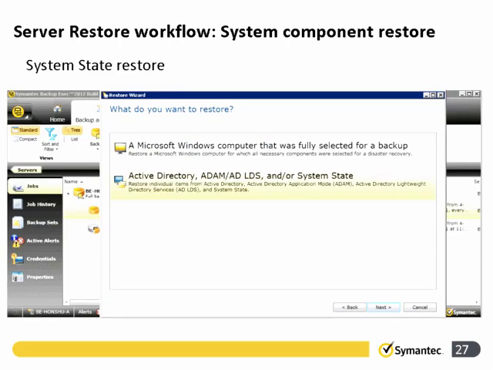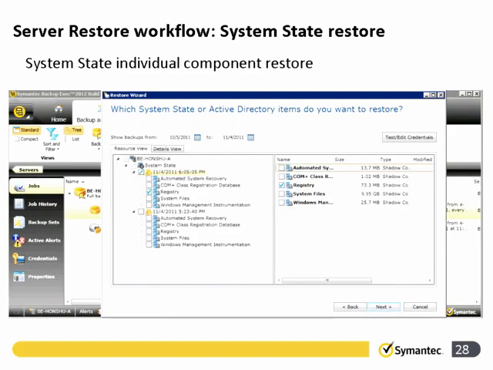It will also let you do a system state restore. If you are restoring a domain controller, this would include Active Directory. System state also by default includes the registry. On the system state restore side, you can drill down and see all of the backups you have for system state by their date and timestamp.